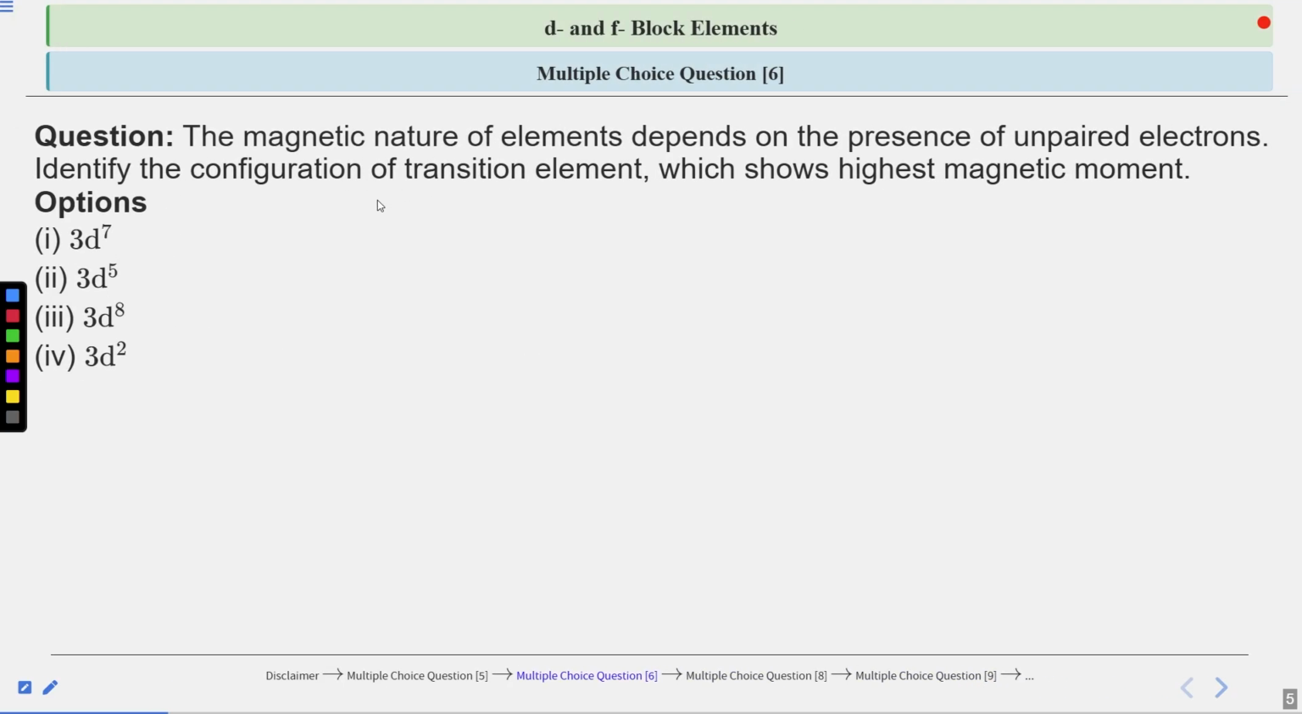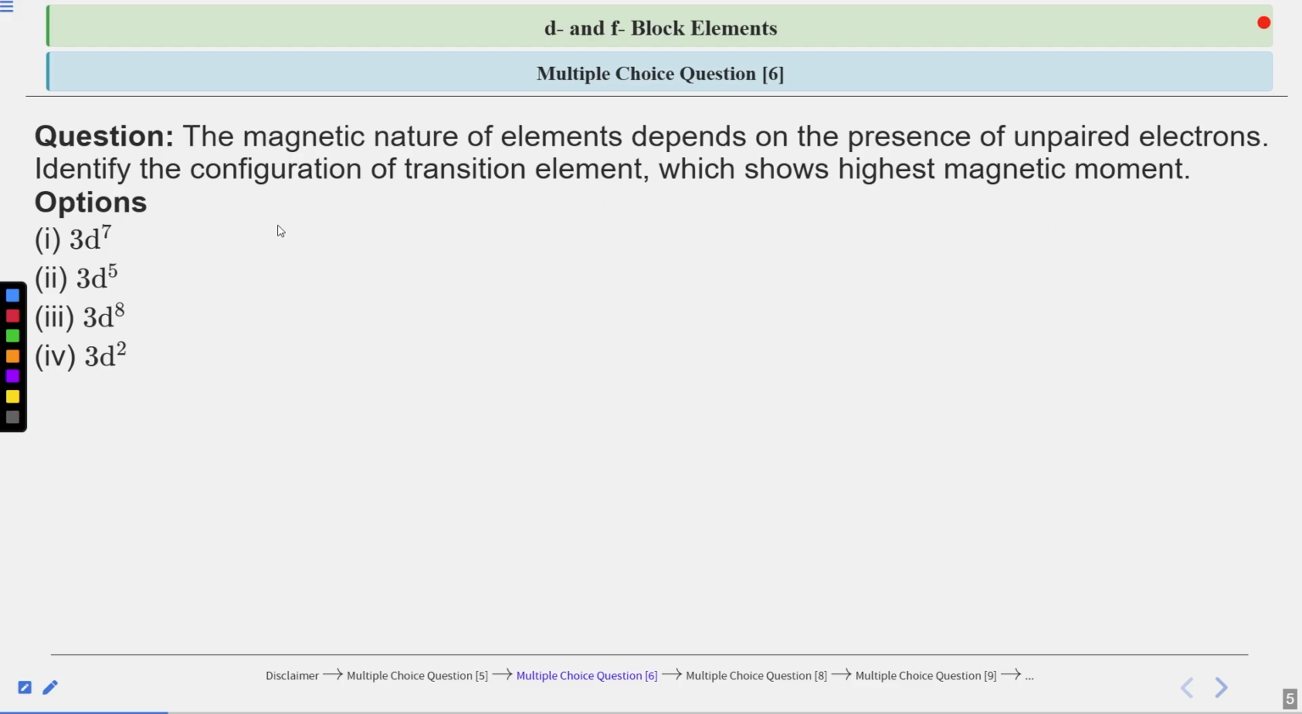So this is a multiple choice question marked as question number 6 in our NCERT textbook. The question is that the magnetic nature of elements depends on the presence of unpaired electrons. Identify the configuration of transition element which shows the highest magnetic moment.